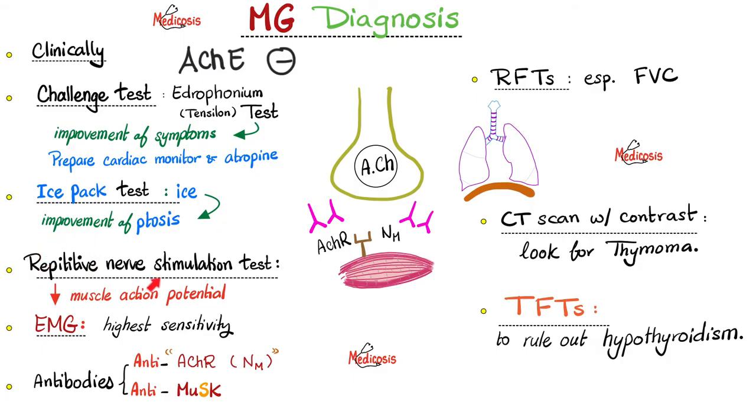Next, there is a repetitive nerve stimulation test because with repetitive movement, myasthenia patients get tired. So there is decreased muscle action potential with the repetitive nerve stimulation. And of course, the most sensitive test is the electromyography to test for muscle weakness. To learn more about electromyography, check out my physiology playlist. I have a separate video on this topic. And then we can order serum antibodies. Some patients have anti-acetylcholine receptor antibodies, but some patients have the anti-MuSK antibodies.